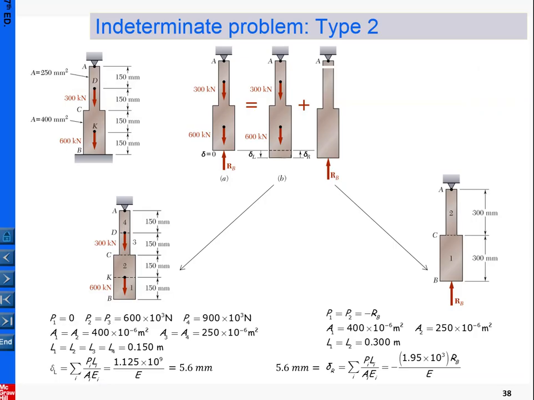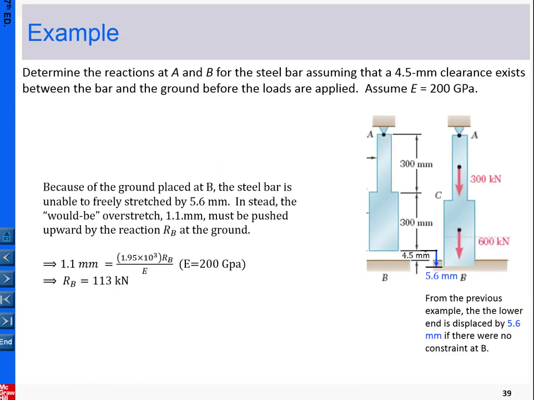Sorry for the interruption, and we're back. That is the previous one we solved, and we know if there were no such constraint, the lower end is free to move by 5.6 millimeters. Then RB is applied to push back the same amount to maintain end B at no displacement.